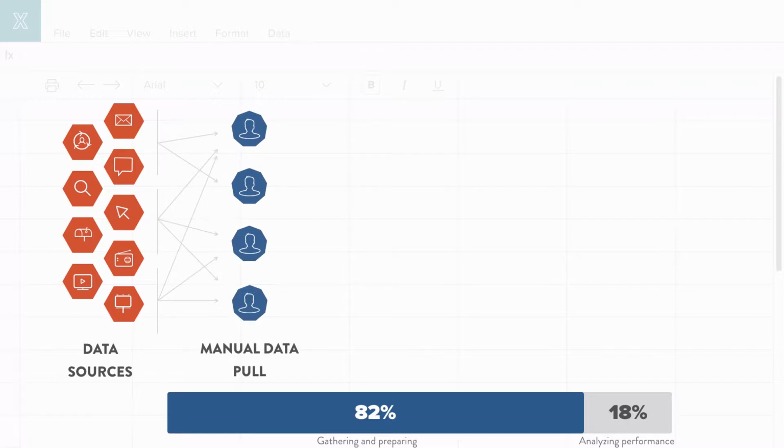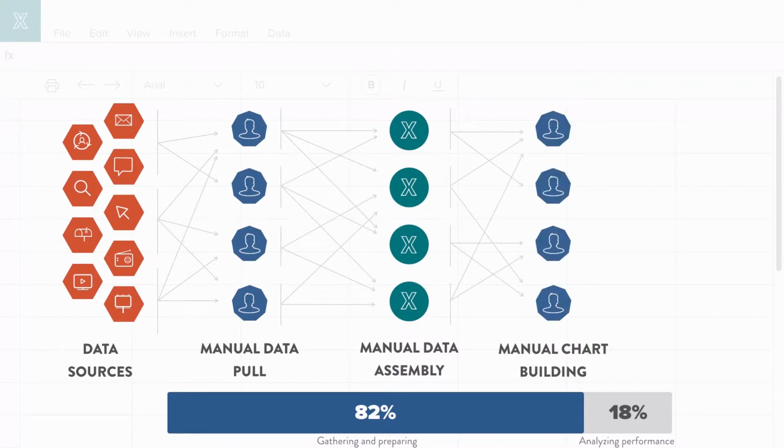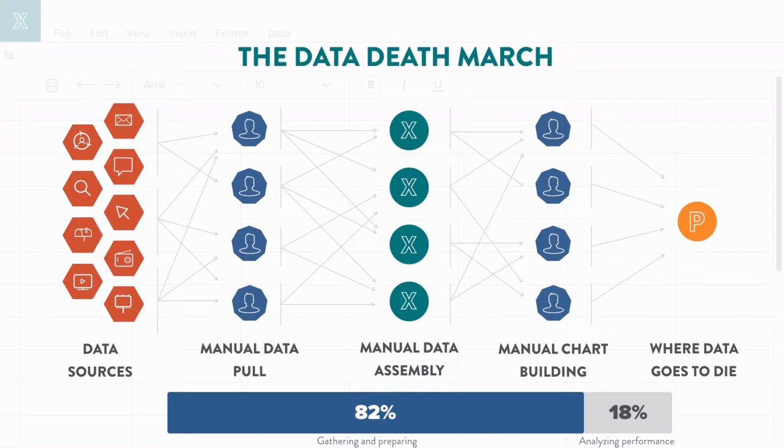We actually take manpower and we go to each one of these places individually. We download reports into Excel and we assemble that data into some tables, and then we manually build a lot of different charts. And then we take all of those things and we slam it into PowerPoint. And we say that's where data goes to die. And we call this process the data death march.